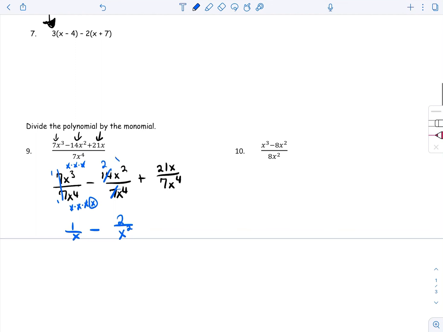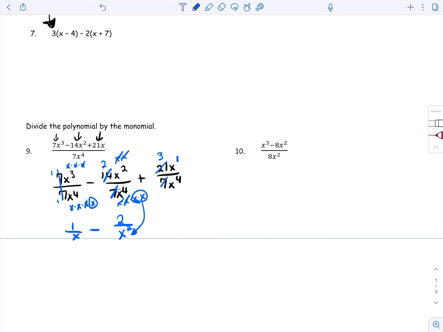And if that doesn't make sense, why? Then multiply this out and you'll be able to see that there are 2 x's left in the denominator, which is why we have this. 21 divided by 7 is 3. So we have 3 in the numerator. X divided by x to the 4th. Remember, this is x to the 1.